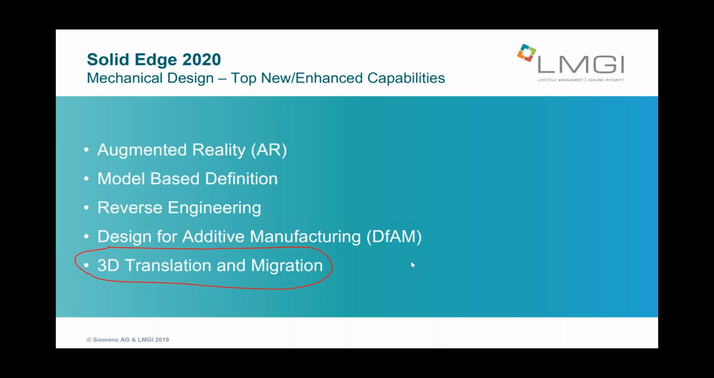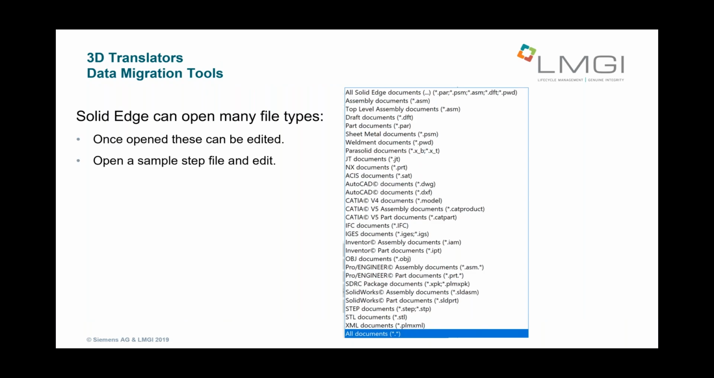There are some awesome tools in here that make your job a lot easier when dealing with foreign and translated data. We've always been able to open a number of file types in Solid Edge. Besides, of course, the stock Solid Edge file types, we can open Parasolid, JT, NX, CATIA, AutoCAD. The list is pretty extended. Not only can you open these files, but you can actually make edits.